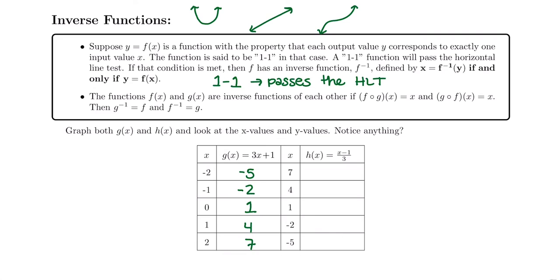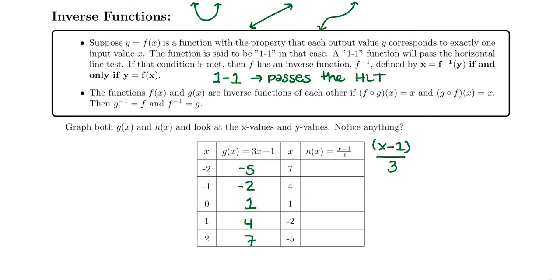On the other side, if we plug into (x minus 1) over 3, notice if you're going to plug into a calculator for this, you need parentheses around the numerator. So parentheses x minus 1 and then over 3. So 7 minus 1 is 6, divided by 3 is 2. If you plug in 4, 4 minus 1 is 3, over 3 is 1. 1 minus 1 is 0 over 3, which is 0. And negative 2 minus 1 is negative 3 over 3, which is negative 1. And negative 5 minus 1 is negative 6 over 3, is going to give me negative 2.